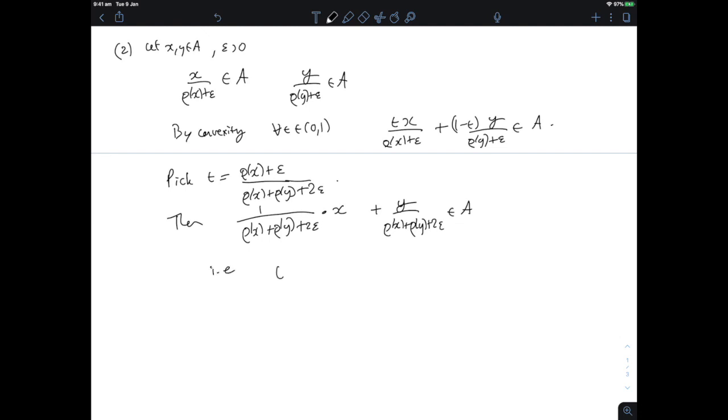That tells me that rho of x plus y can be at most, because with this factor here you already belong to A, so this is smaller than rho of x plus rho of y plus 2 epsilon. But epsilon was arbitrary, so I have the triangle inequality that I wanted. Okay, and that concludes the proof of the lemma about the Minkowski gauge.